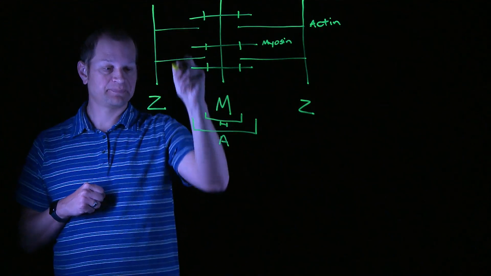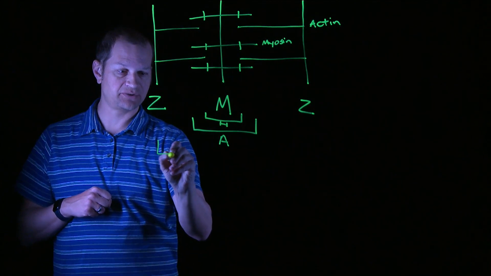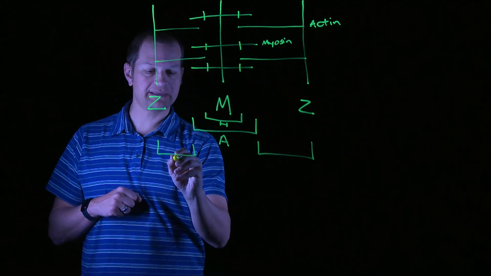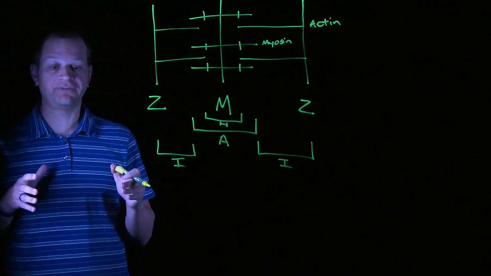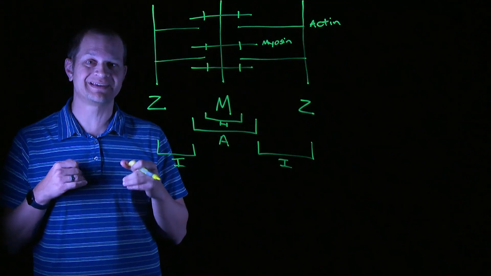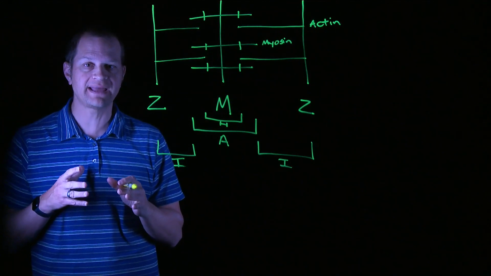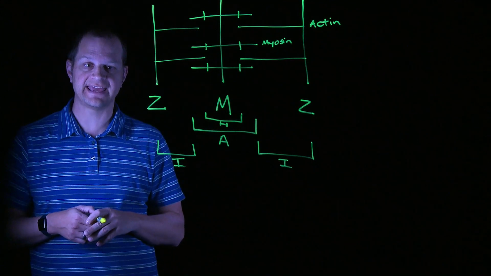And then finally, I'll draw it down here, we've got what's called your I band or your I zone. The I zone is very similar to the H zone in that it's the place where we only have actin. It's called the I band because it's isotropic, or in other words, light can get through this. So when you look at this through a micrograph, it's very light, especially compared to the A band.